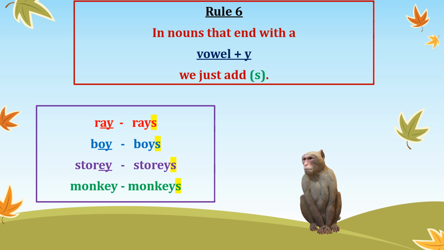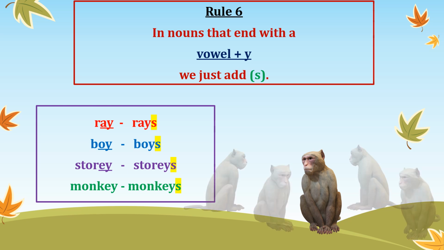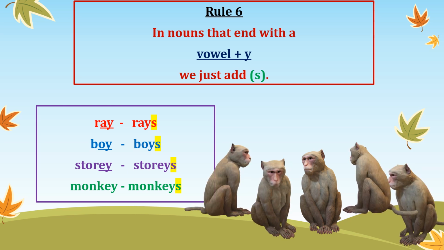Monkey. Monkey word again is ending with E, which is a vowel, plus Y. So this vowel will again protect Y. Y will not get cut. And to make it plural, all we need to do is to write S. So monkey becomes monkeys. So rule number 6 is just a continuation of rule number 5.